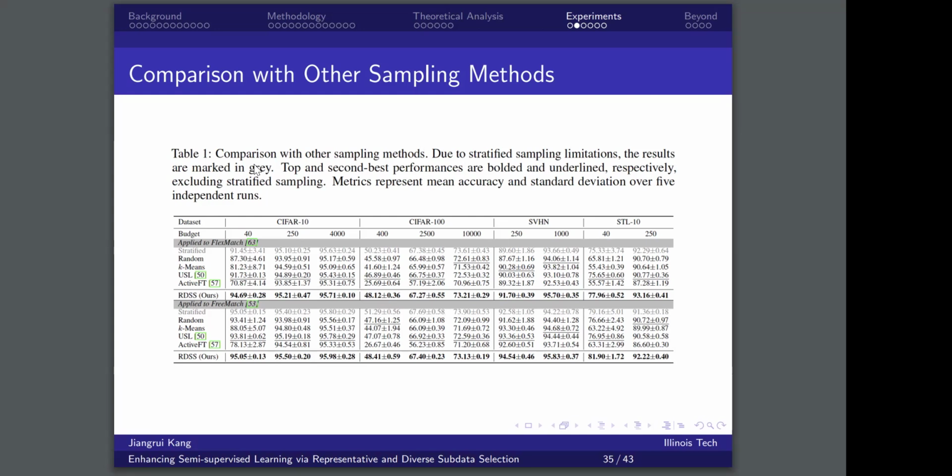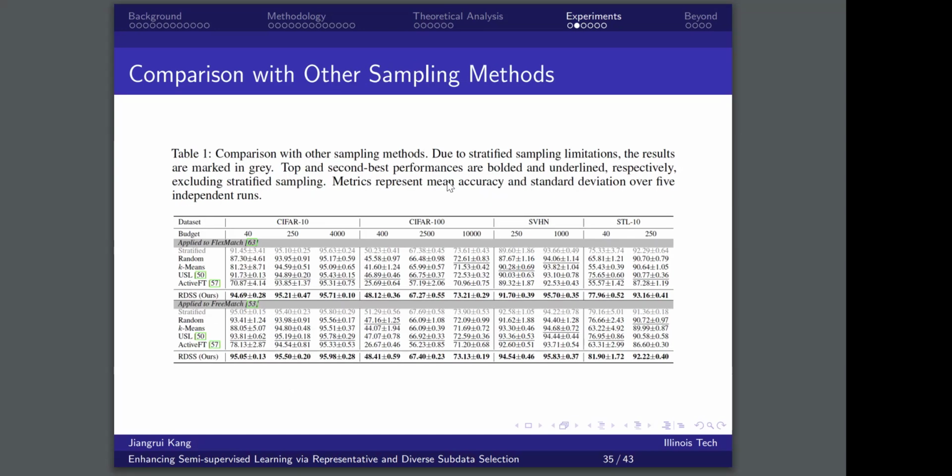And that's not realistic in real applications. So usually we don't refer to the performance of stratified sampling. It's like knowing in advance, and it's unfair.